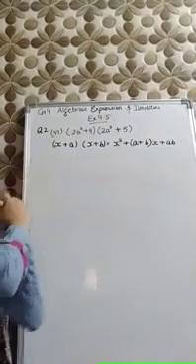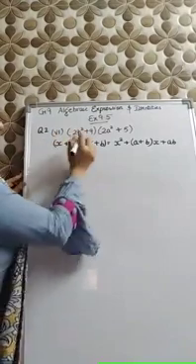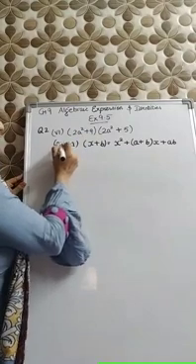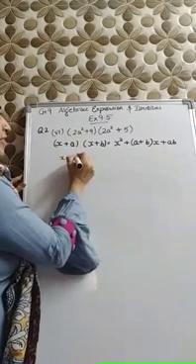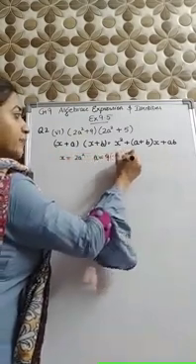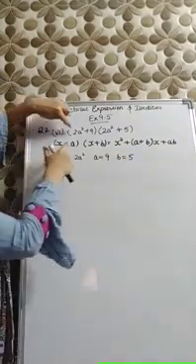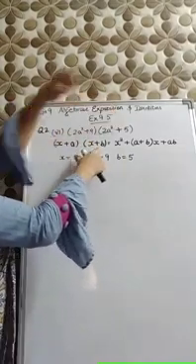Now let's start the next part, that is sixth part. Now start the question. Compare this question with the identity. The value of x is 2a². If you want to write, the value of x is 2a², a is equal to 9 and b is equal to 5. Value of a is 9. Value of b is 5.